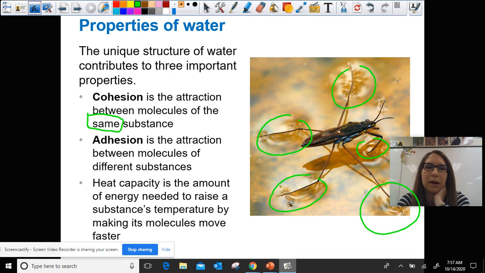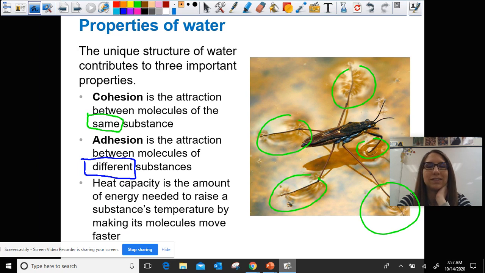The second type of property that we're looking at is called adhesion, and this is almost the same as cohesion. The key difference is that this is now attraction between different substances. Okay, so this is not water being attracted to water. This is water being attracted to other things. And water, we know, is great at attracting to things, especially like glass, where we might see some charges there.